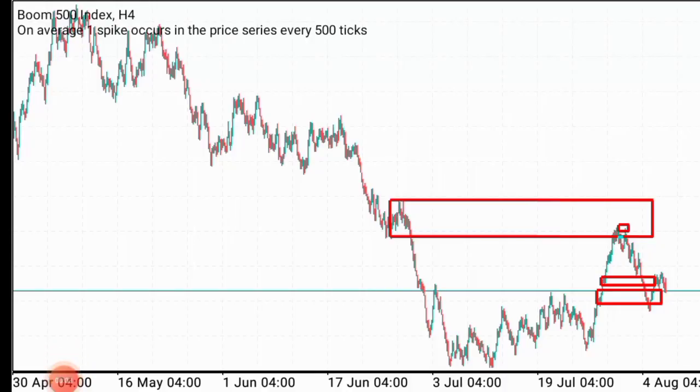I'm going to teach you a reversal strategy, a strategy which you use to catch good reversals. This strategy is almost 90% accurate. So let's go straight to the charts.